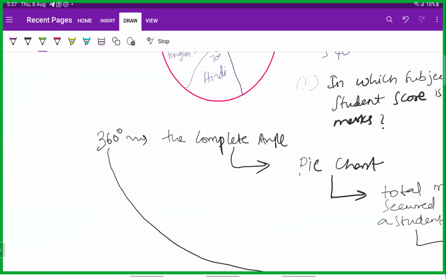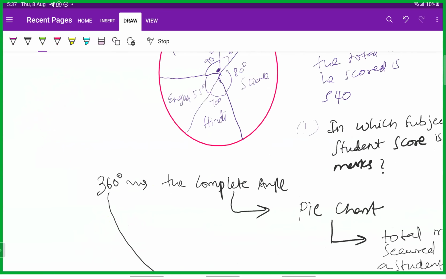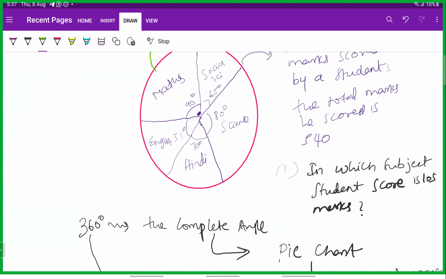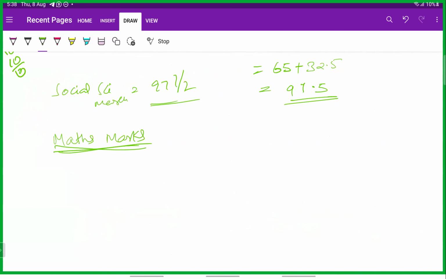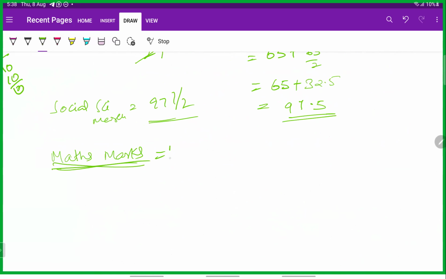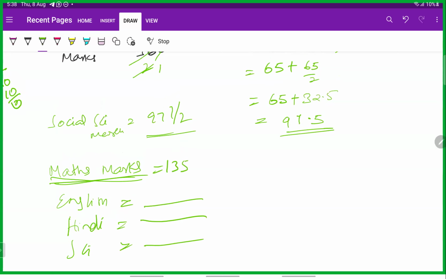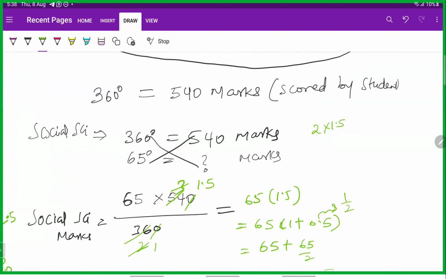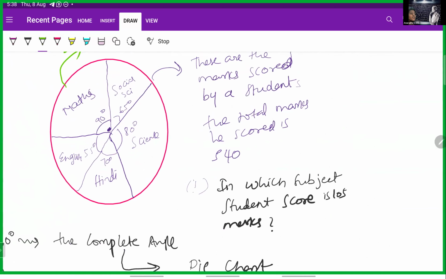Next, also find out the marks of English, Hindi, and other subjects: English, Hindi, and science. Maths marks is 135. Go with the same method and find out the answer. Sir, for English I found it out. Then send it on the chat box. Don't read out.